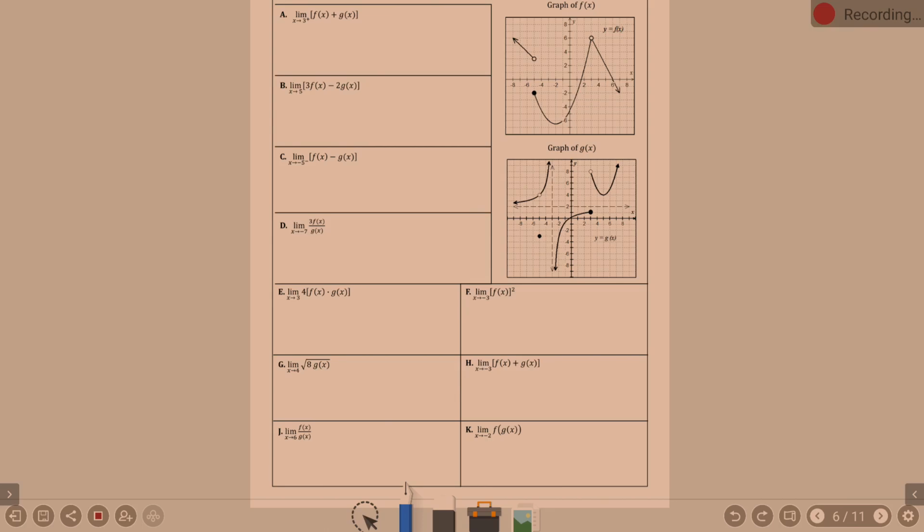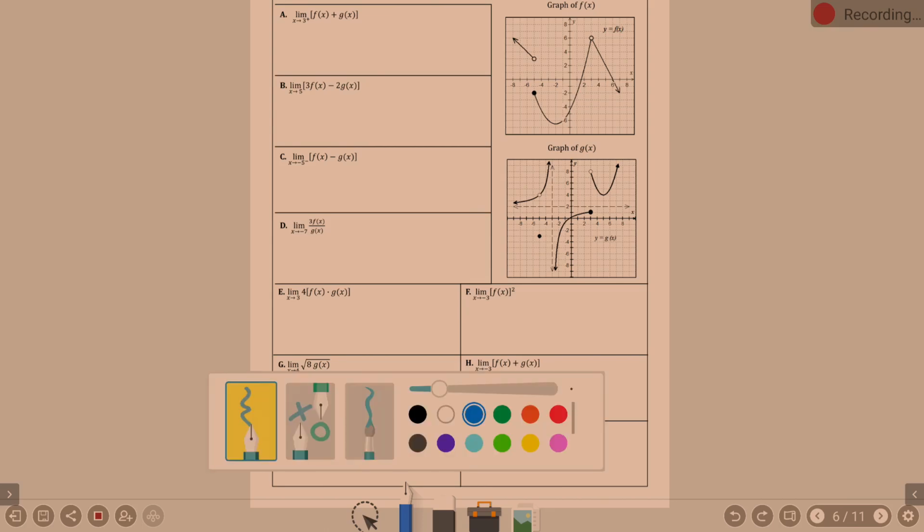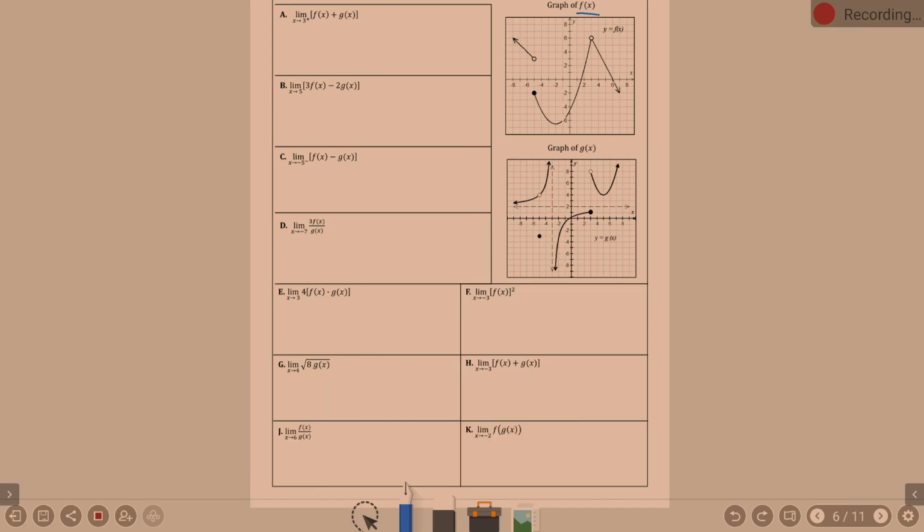Hopefully I can squeeze everything in. I had to leave everything full size because we need this graph of f and g here. Okay, so do pay attention. We have the graph of f up here. We have the graph of g up here.